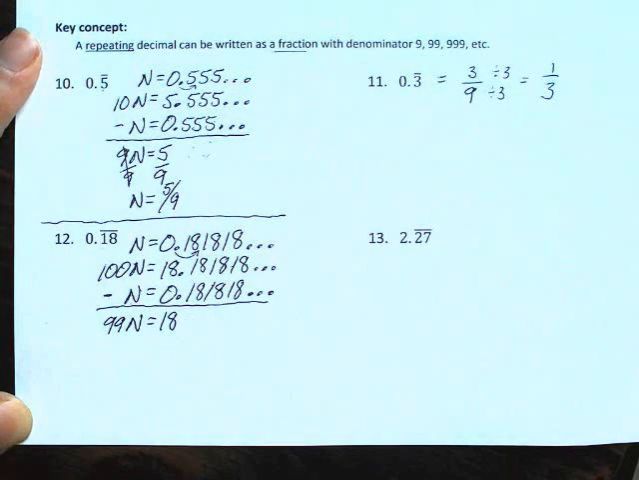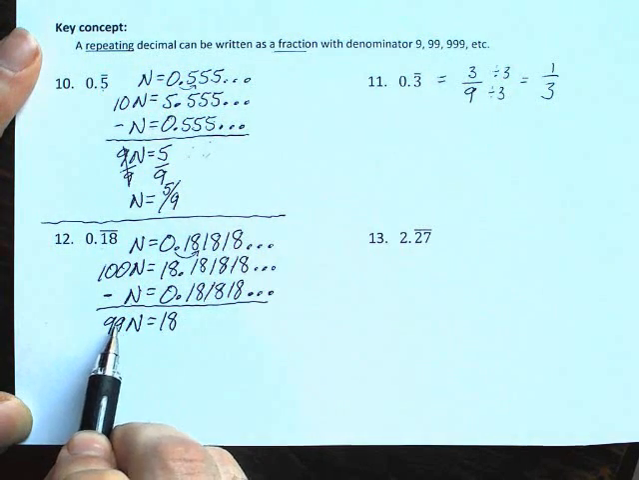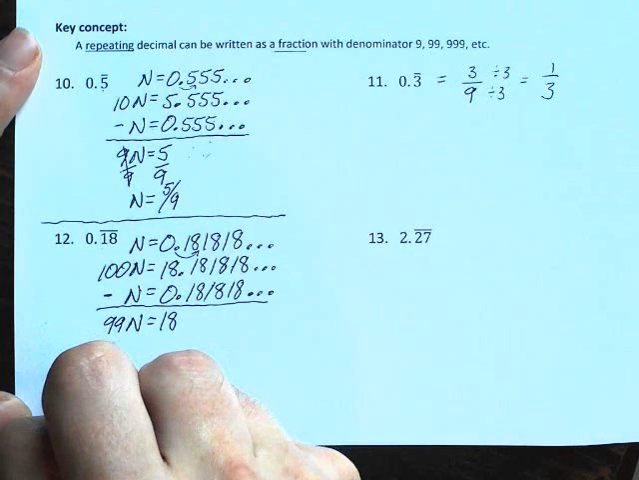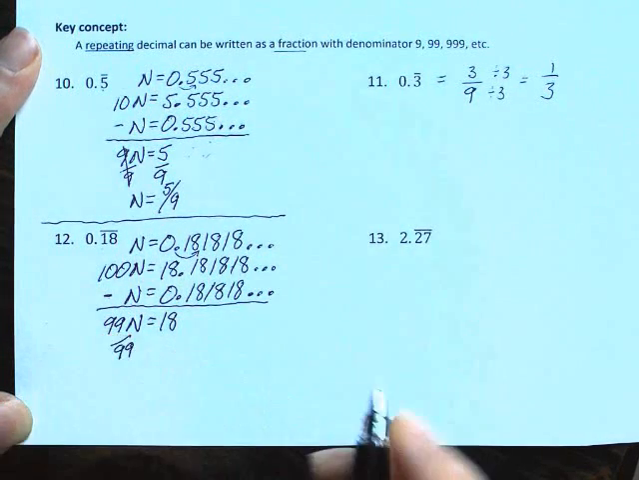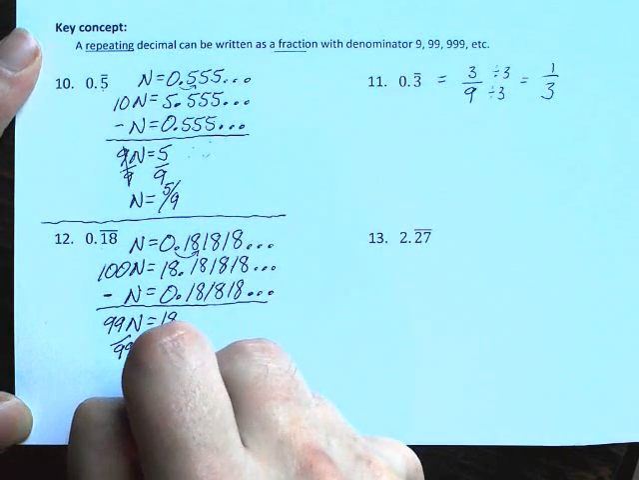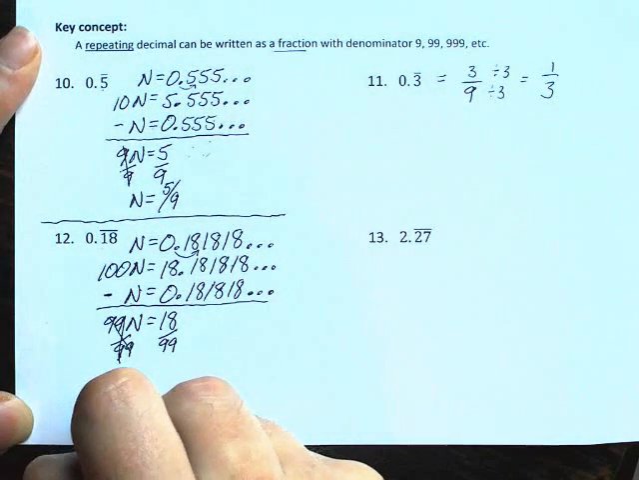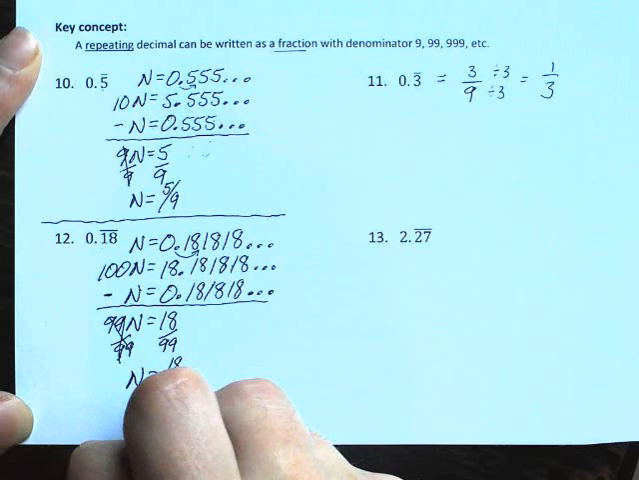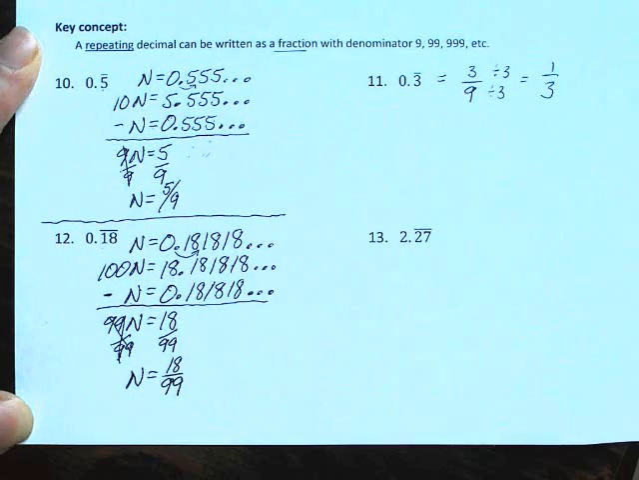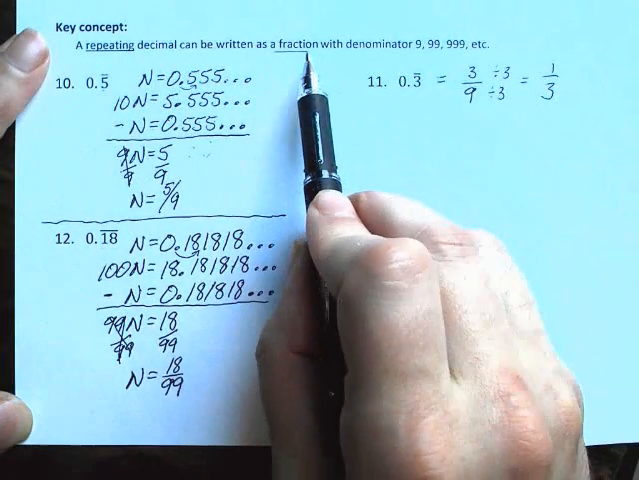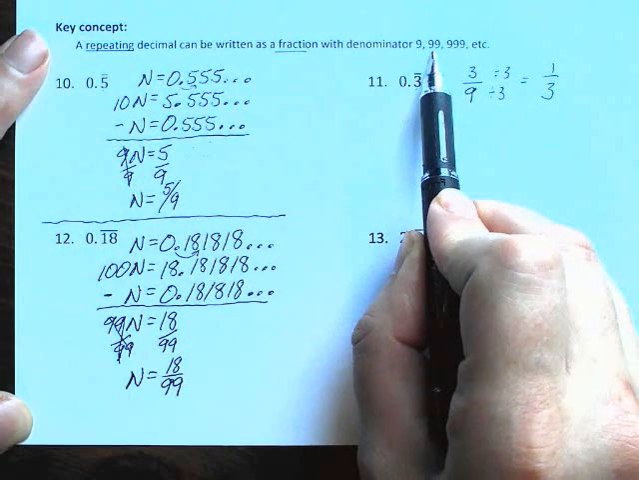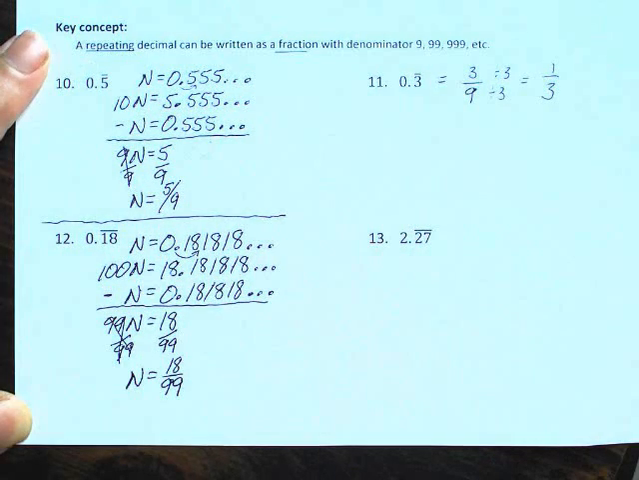That makes 18. To solve an equation where there's a number right in front of the variable, you can use division. So divide by 99, divide by 99. The 99s cancel away, and we're left with n equals 18 over 99. And that perfectly fits our key concept that repeating decimals are going to create fractions that have these numbers as the denominators. Now, 18 over 99 is a fraction, but it's not simplified.